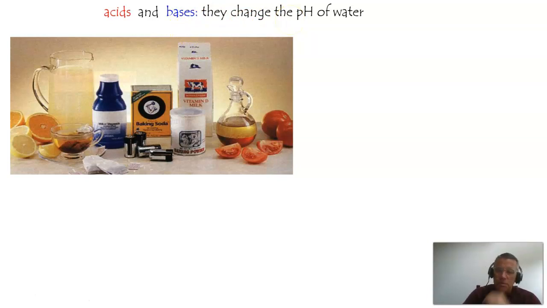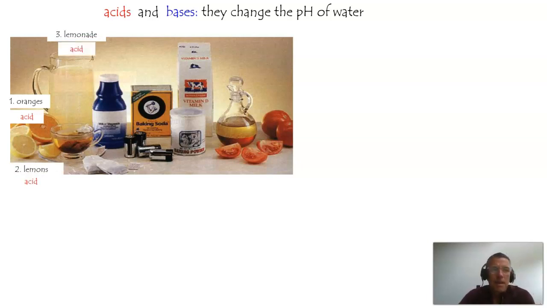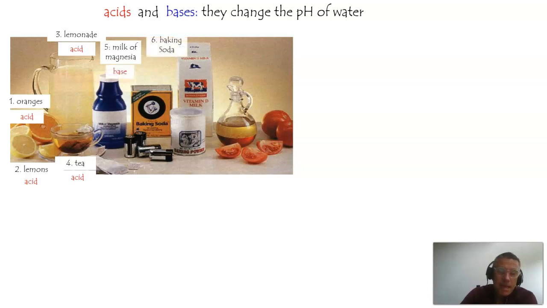Look at these naturally existing substances, tell me what they are, and tell me if they're acids or bases. Oranges, acids, they have citric acid, for example. Lemons, same deal. Lemonade, same deal. The sugar added won't change it much. Tea, tannic acids, things like that. Milk of magnesia, which is magnesium hydroxide, so base. Baking soda, sodium bicarbonate. I don't see H+, I don't see OH-. It is a Bronsted base.